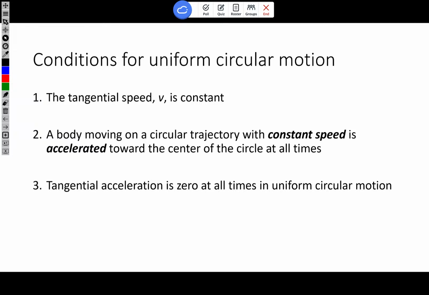Something moving in a circle with constant speed is accelerated towards the center of the circle at all times. We're going to see that later. And then the tangential acceleration is 0 at all times in uniform circular motion. So what does this mean? Number 3 and 1 are basically saying the same thing. It's not accelerating. It's not spinning faster and faster and faster.